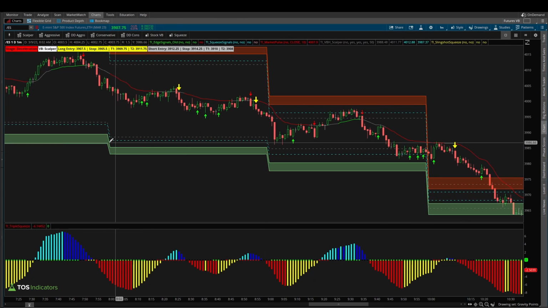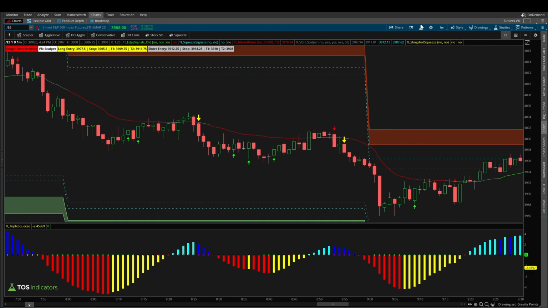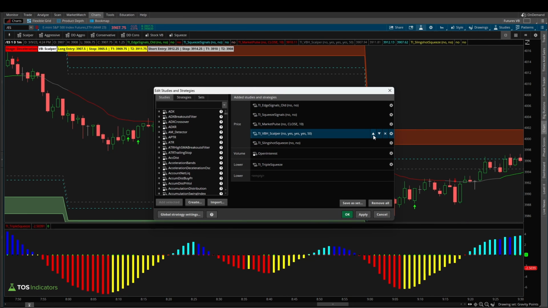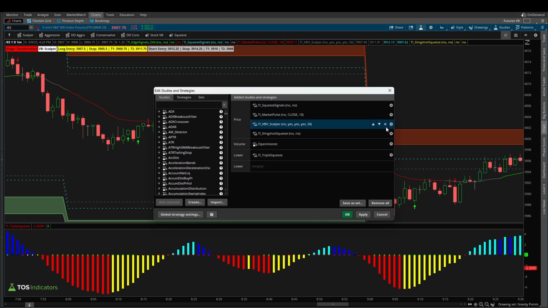So let's zoom in to this first squeeze arrow that we see on our chart. Let me try and clean this up just a tad. So I'll get rid of the edge signals for the time being so we see fewer arrows.